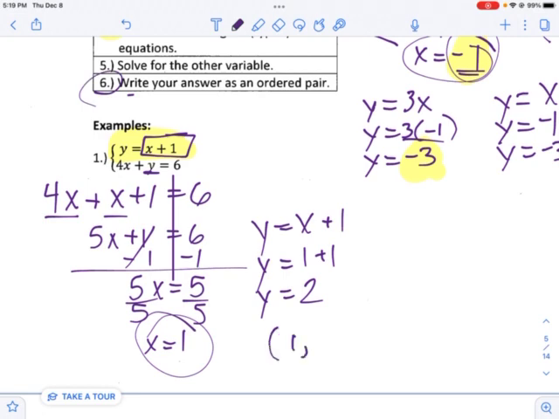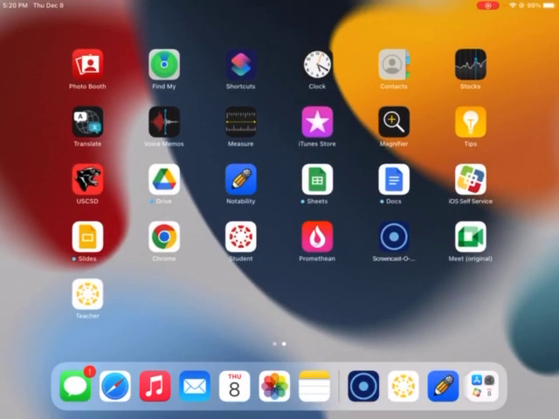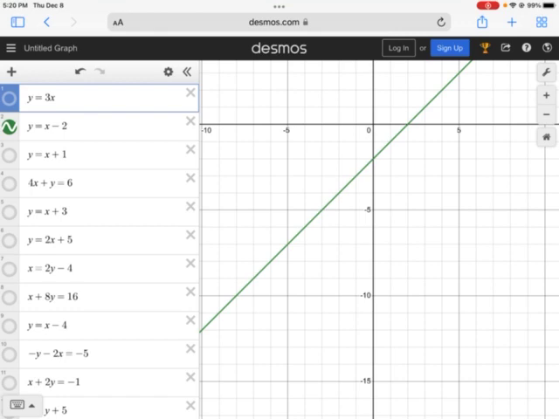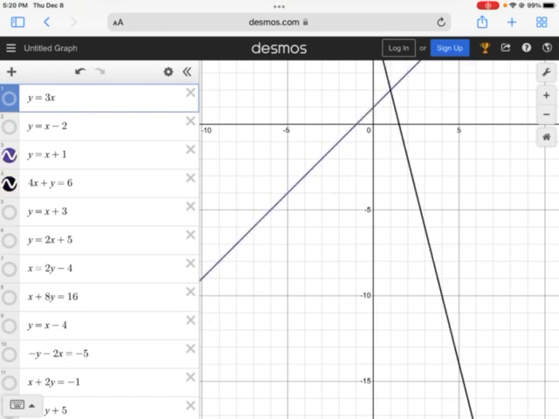Be very careful that you write the values in the correct coordinates. There are going to be times when we solve for our y value first and then go back and solve for our x. So just be aware that you do write your correct x and y's. All right, so again, these 2 equations should cross at the point 1, 2. Let's check it out. 1, 2, right there. That's my solution.